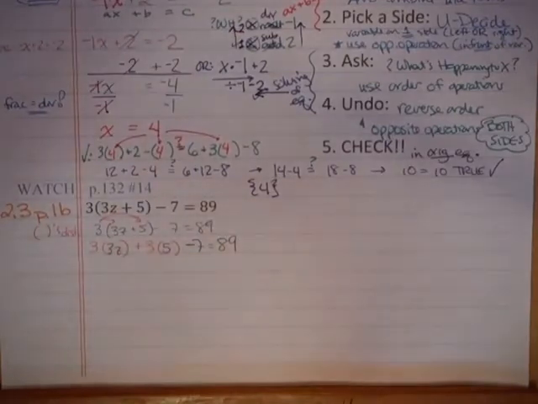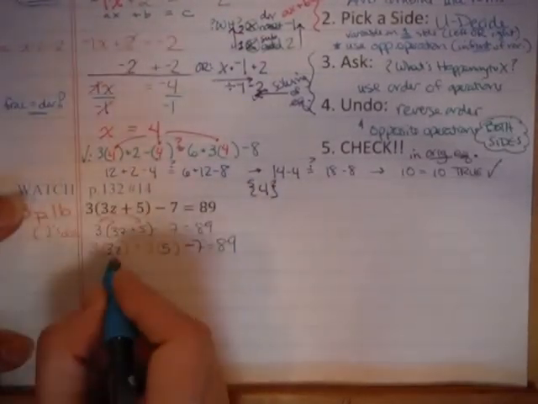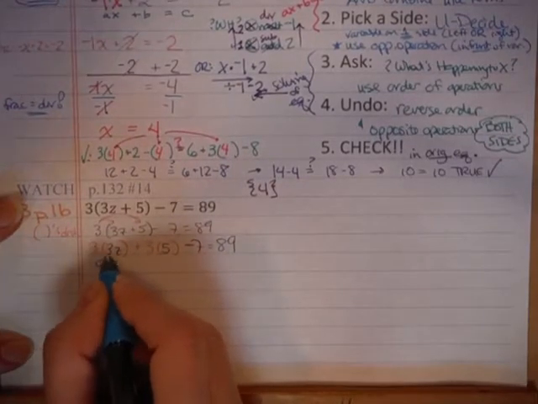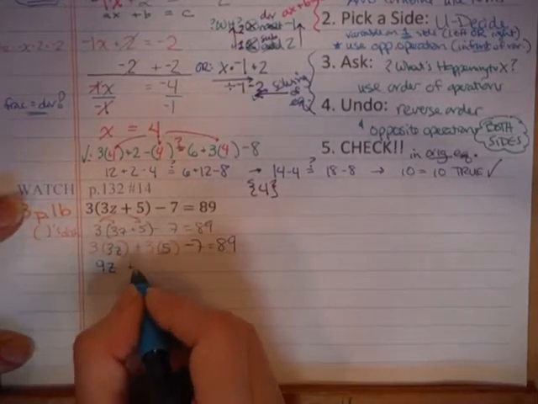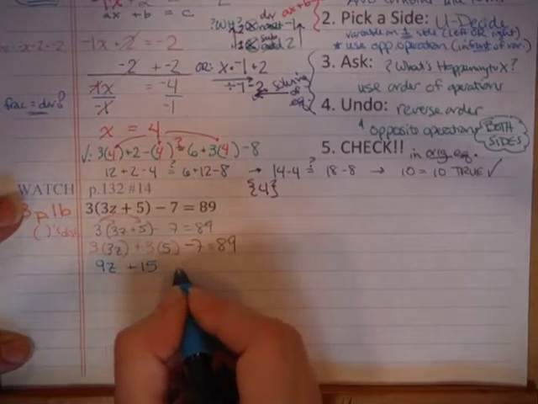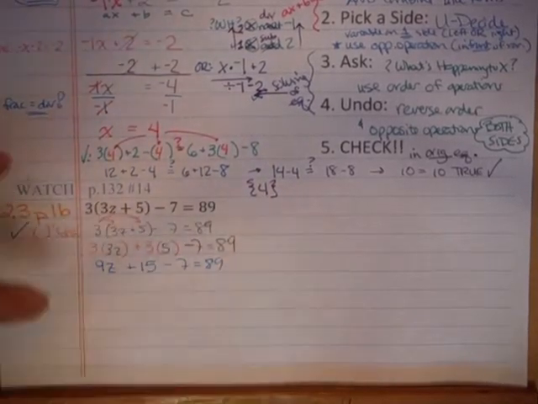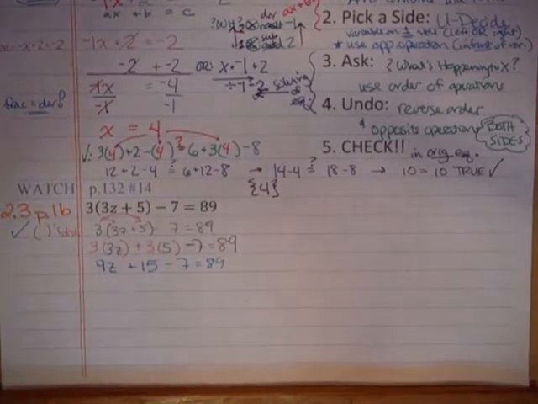Go ahead and do that multiplication. 3 times z is going to be 9z. It's like you're reassociating. The 3 times 3 becomes 9. Plus 3 times 5 is 15. Minus 7 equals 89. So we've done the first step now. We've simplified by removing parentheses.